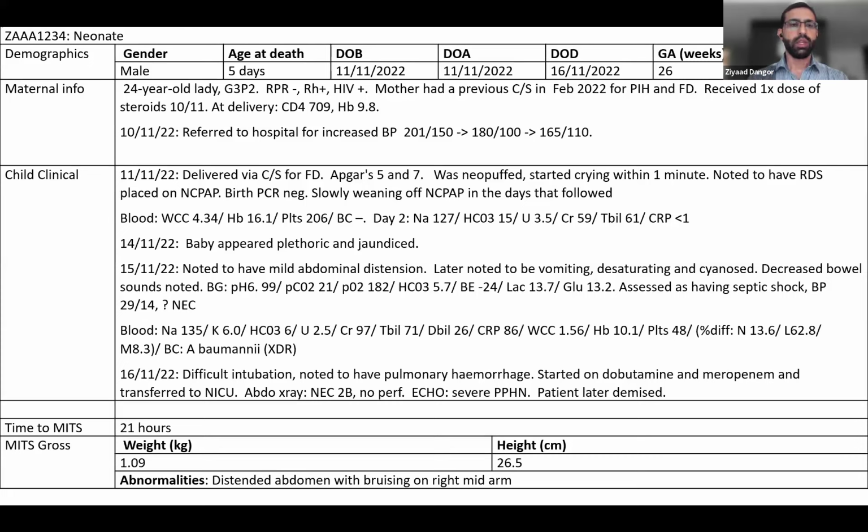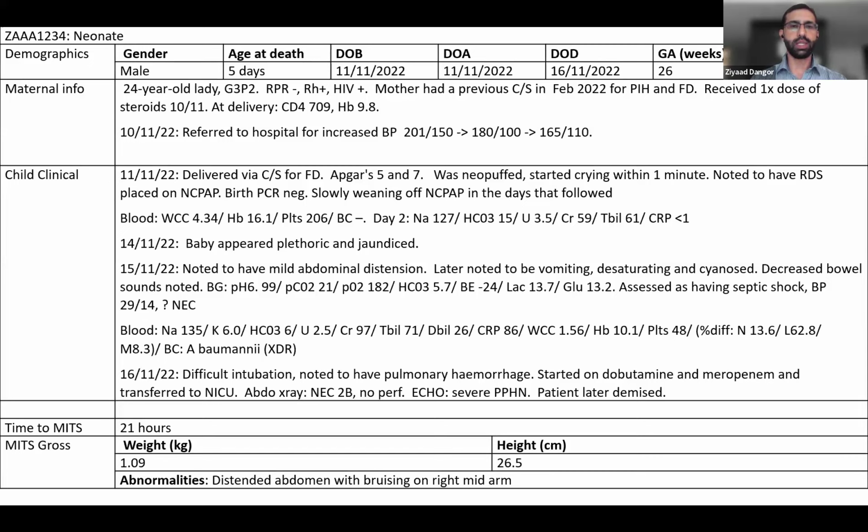She was referred to hospital just a day before the baby was born because of hypertension. Her blood pressure was 201/150, so she had pregnancy-induced hypertension. She delivered the baby by cesarean section for fetal distress. Apgars were 5 and 7. The baby was put on a Neopuff, started crying within a minute, was noted to have RDS and then placed on CPAP.